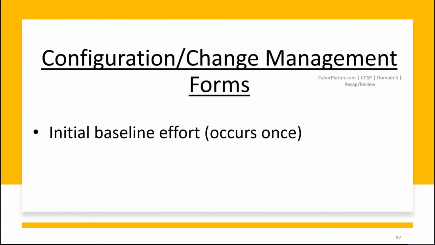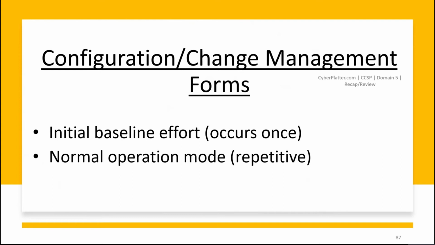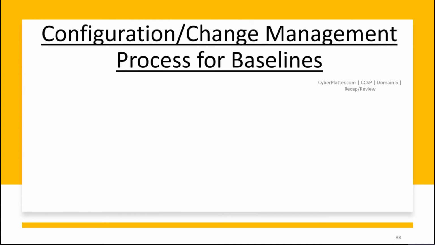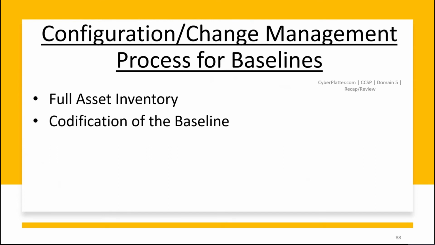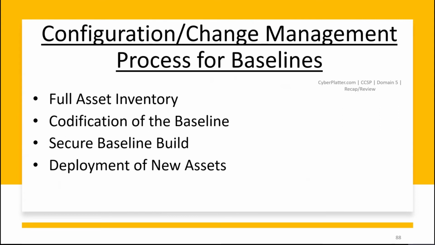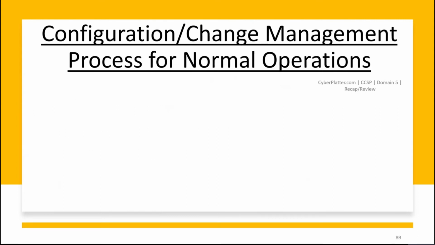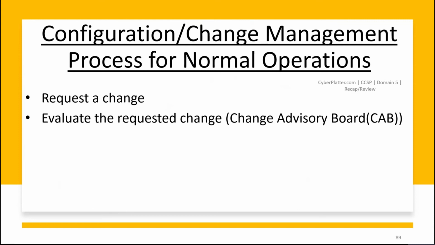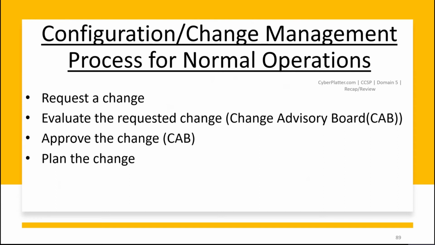Initial baseline effort occurs once, normal operation mode is repetitive. Configuration or change management process for baselines: full asset inventory, codification of the baseline, secure baseline build, deployment of new assets. Configuration or change management process for normal operations: request a change, evaluate the requested change, which is done by the Change Advisory Board, CAB. Approve the change, again done by the CAB.